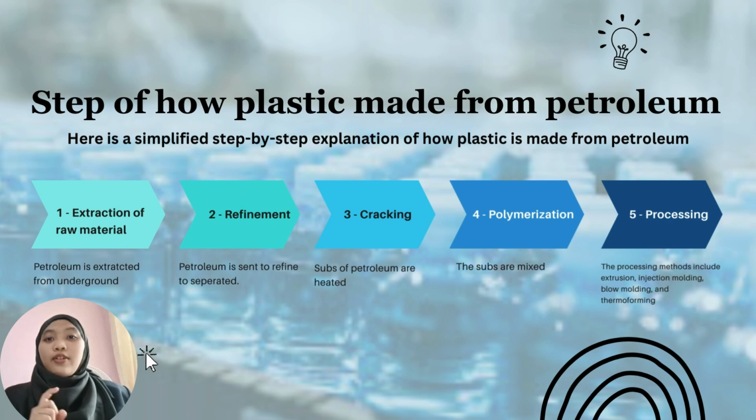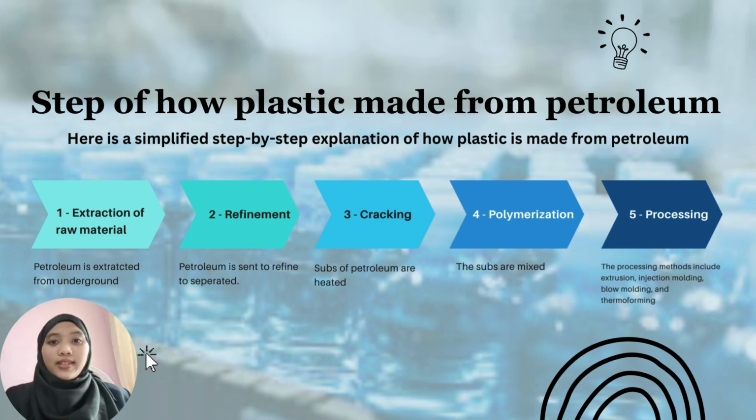The second step is refinement. Petroleum is sent to refineries where it is separated into different fractions based on their boiling point. The fractions that are used for making plastic are naphtha, ethane, and propane.